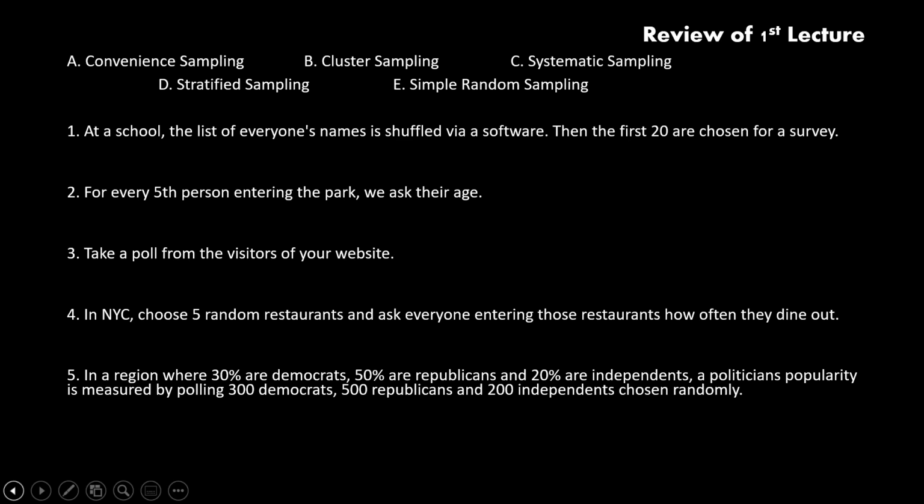Okay. At a school, the list of everyone's names is shuffled via software. Then the first 20 are chosen for a survey. What kind of sampling is this?